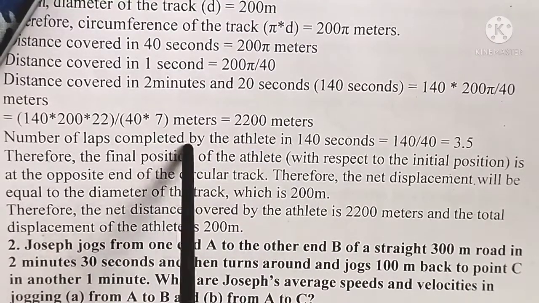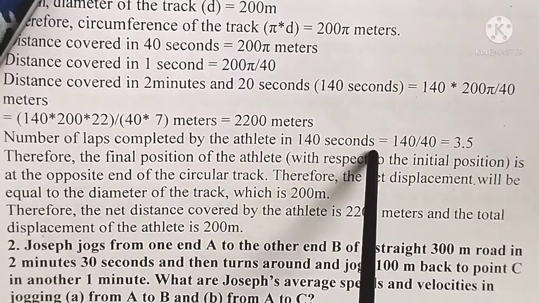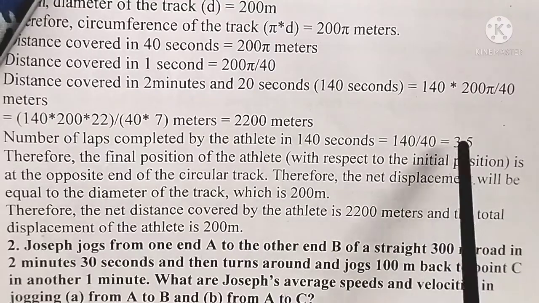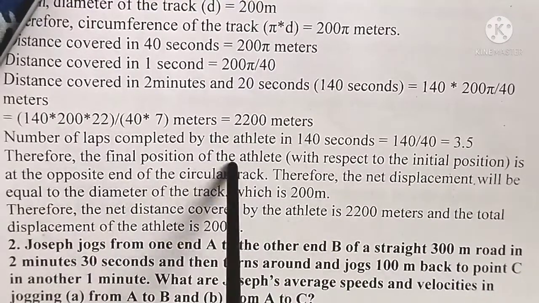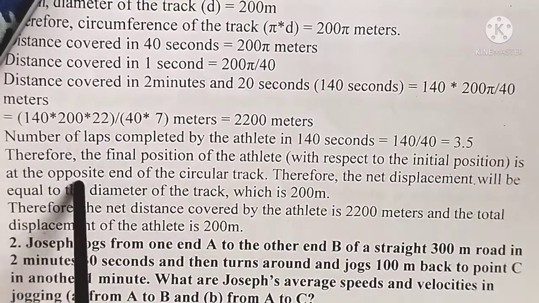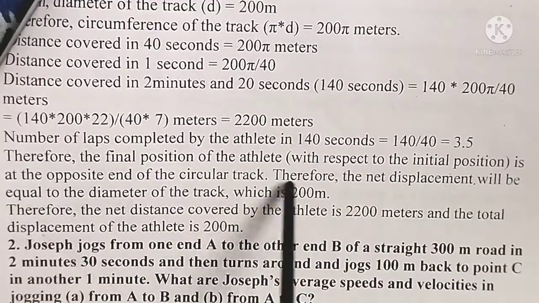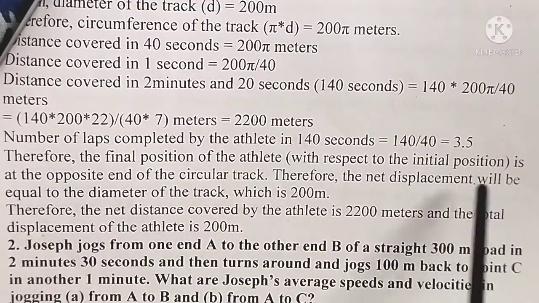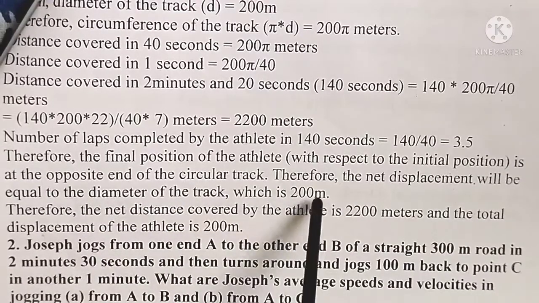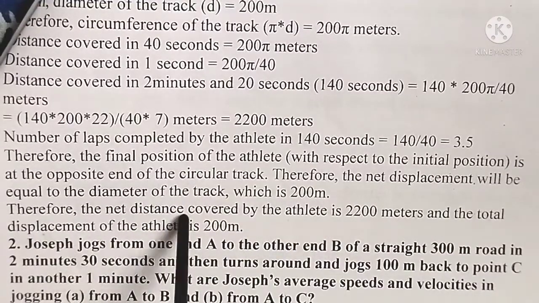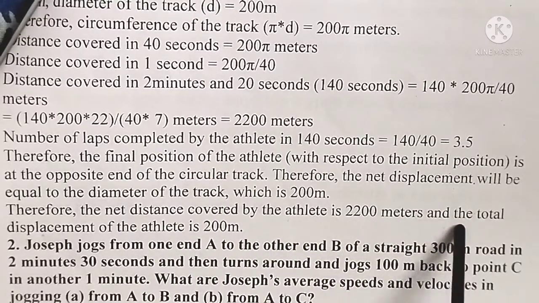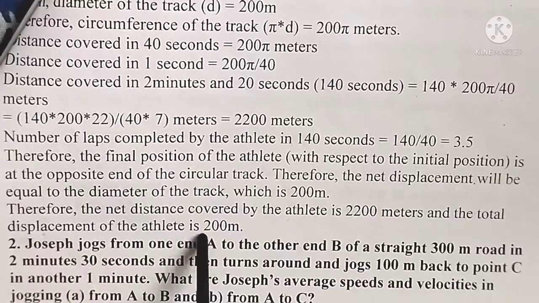The number of laps completed by the athlete in 140 seconds is equal to 140 divided by 40, that is equal to 3.5. Therefore, the final position of the athlete with respect to the initial position is at the opposite end of the circular track. Therefore, the net displacement will be equal to the diameter of the track, which is 200 meters. Therefore, the distance covered by the athlete is 2200 meters and the total displacement of the athlete is 200 meters.